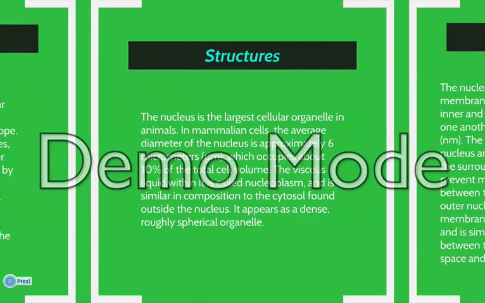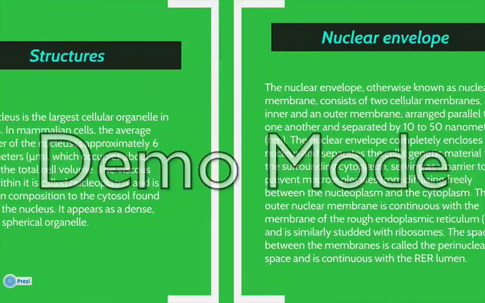Structures. The nucleus is the largest cellular organelle in animals. In mammalian cells, the average diameter of the nucleus is approximately 6 micrometers, which occupies about 10% of the total cell volume. The viscous liquid within it is called nucleoplasm and is similar in composition to the cytosol found outside the nucleus. It appears as a dense, roughly spherical organelle.